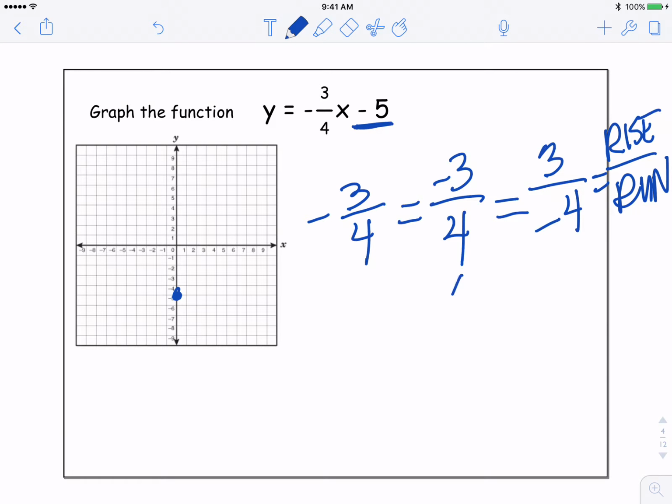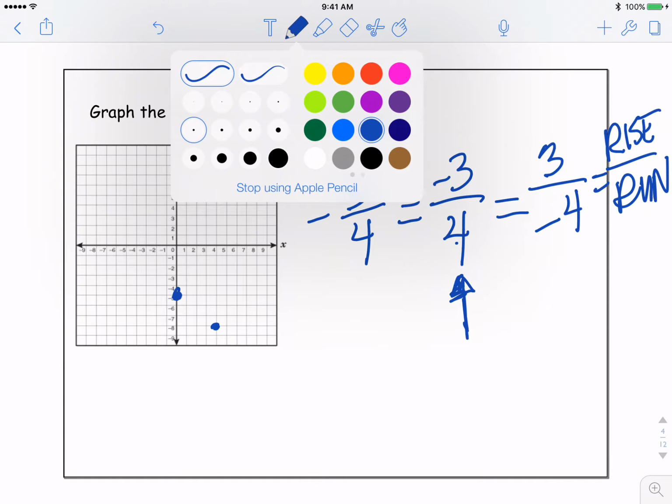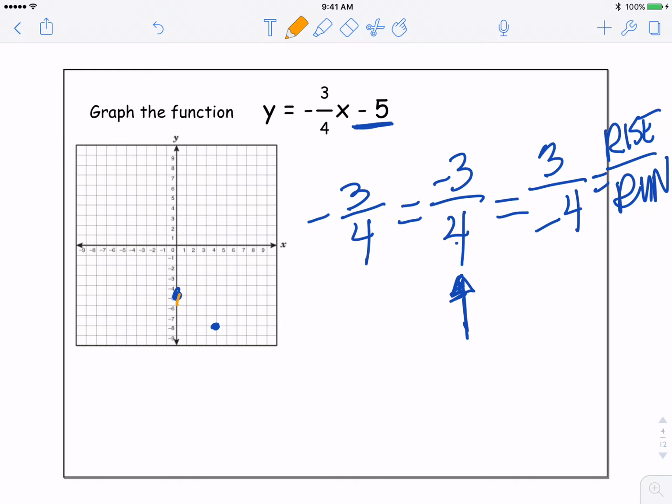So I can choose this first example, which tells me that I have a -3 in my rise. So I'm going to go down 3. And then it tells me that I have a +4 in my run. So I'm going to go to the right 4 after I go down 3, which would put me right here. Notice I would go down 3 and to the right 4.